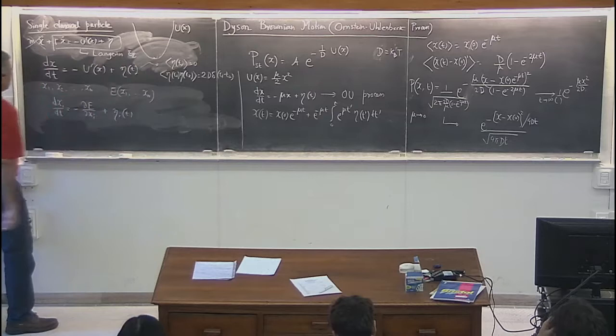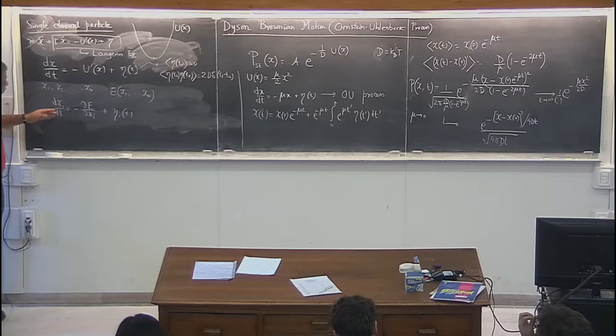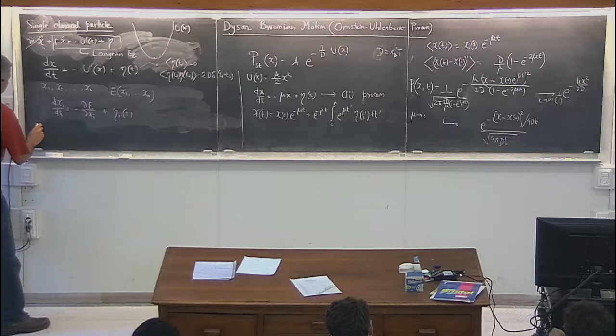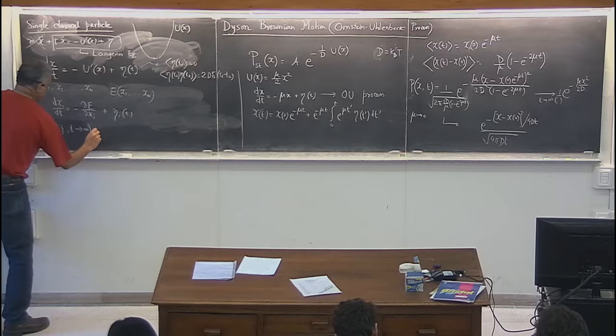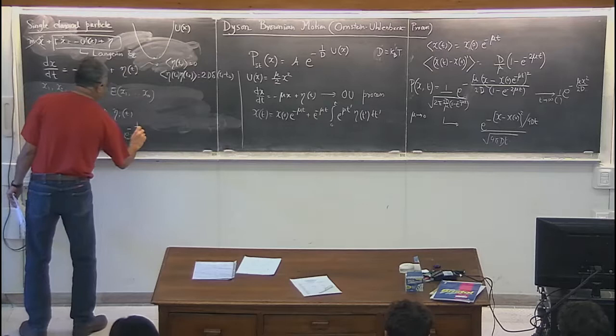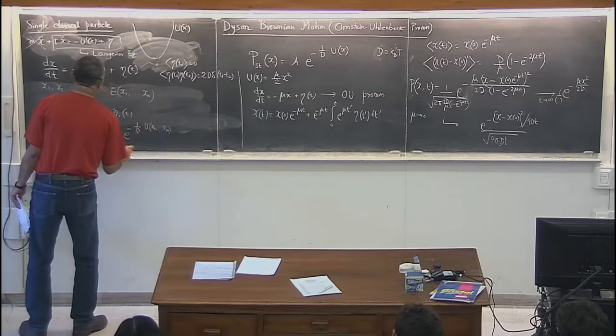Okay, so now if I have a many particle problem, again for each particle it evolves by this equation here, and again you can write down the Fokker-Planck equation. You cannot solve it in general for arbitrary time t, but if you take the long time limit, the stationary state, that will again, up to some normalization, be exponential minus 1 over D times this U of x1, x2, x3, up to xn. Okay? So you should just remember this because we'll need this later.